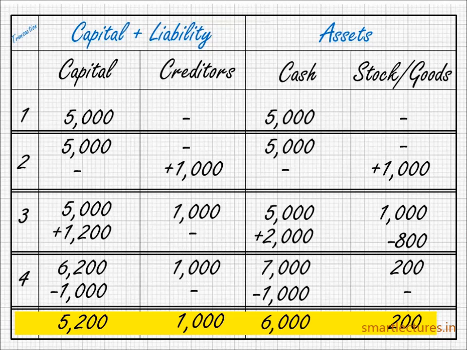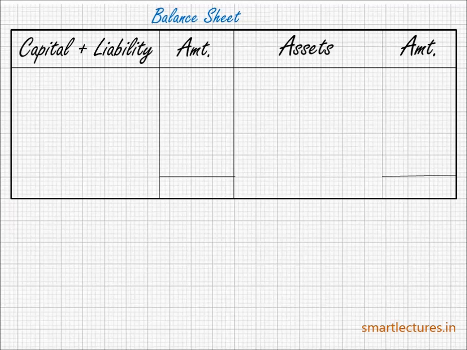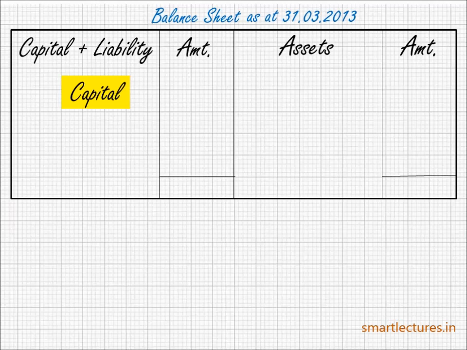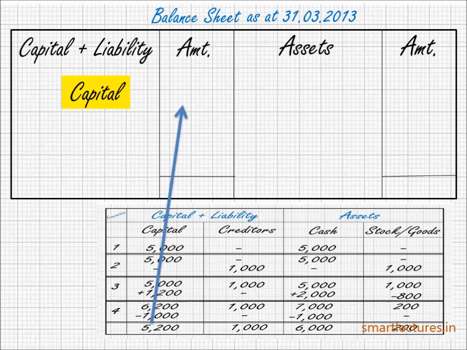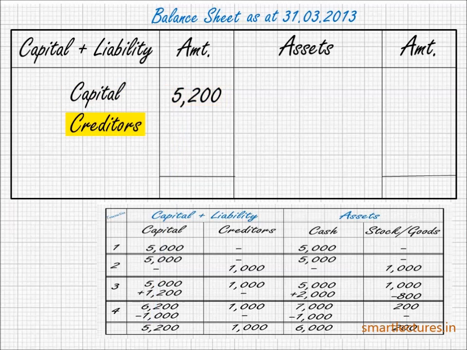You know, always the last equation is converted into balance sheet. You know, balance sheet is prepared in the T shape. So let's make the format of balance sheet. And at the top, please write down balance sheet as on 31st March 2013. So on the capital plus liability side, capital 5,200, creditors. Creditors is a liability because this is the amount we have to pay in future.